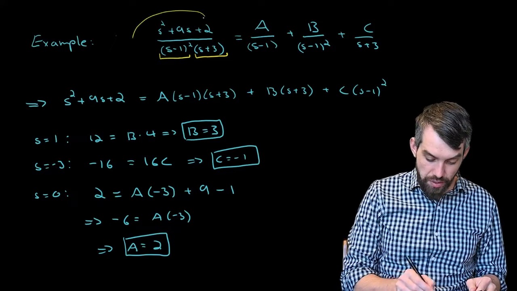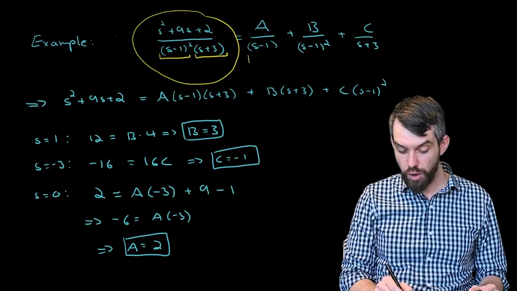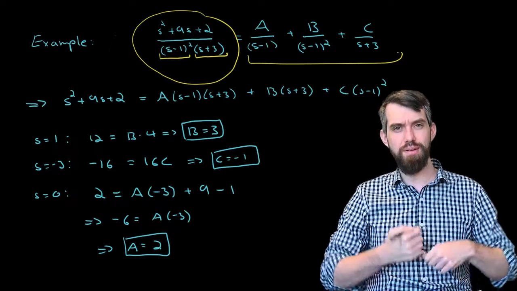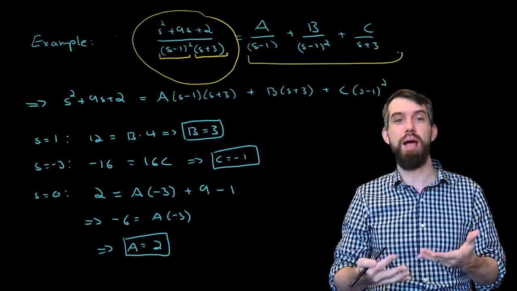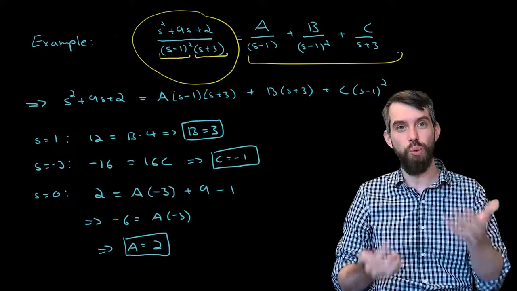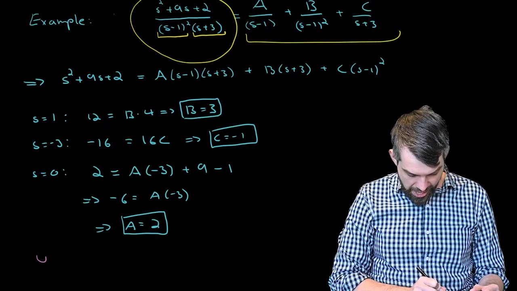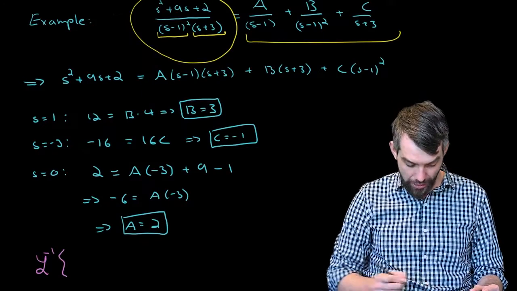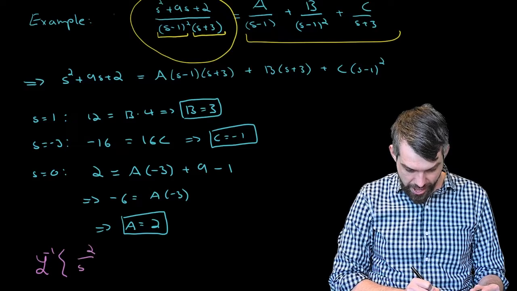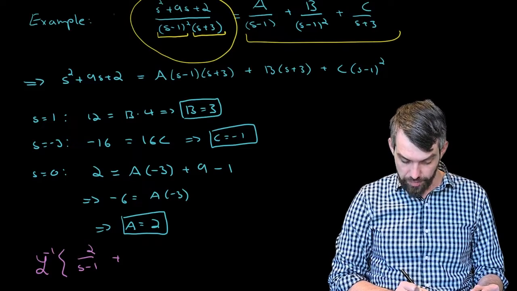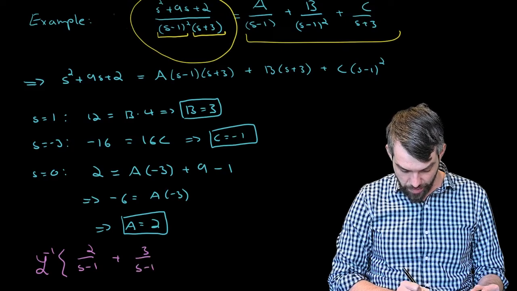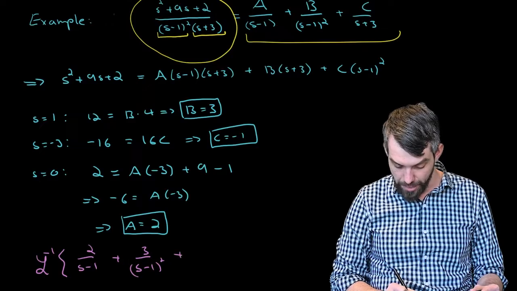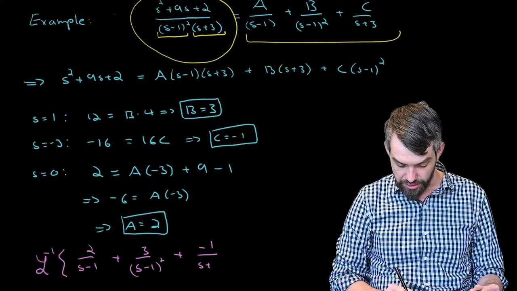We had begun up here on the top where I had this expression, and I rewrote this as an a, b, and a c divided by these different denominators. And now my goal is to compute the inverse Laplace transform of this now converted right-hand side. I'll write down now the whole left-hand side here. So this is 2 divided by s minus 1, plus b was 3 divided by s minus 1 squared. And then finally, the c is going to be a minus 1 divided by s plus 3.